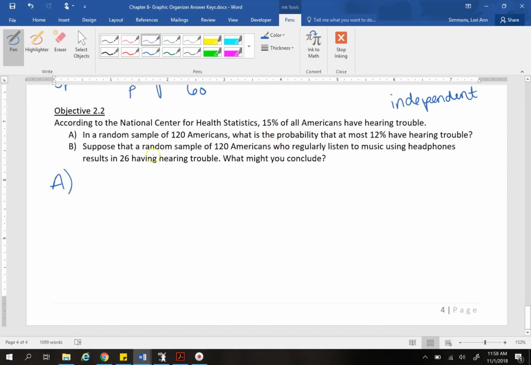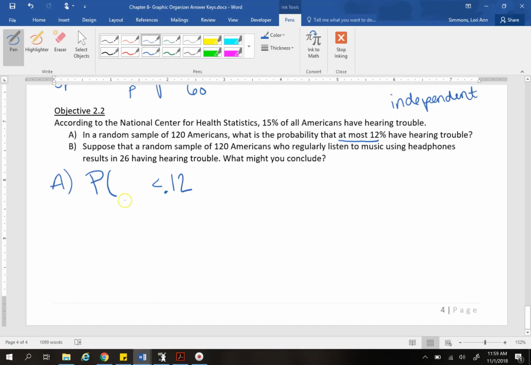So right now I'm seeing probability. So you should right away think probability, and then we're going to fill this in. So what does at most 12% mean? So 12 is the highest, so less than 12%. You can do an equal to sign here, because if you remember at the very end of chapter 7, it does not matter for continuous data if we put an equal sign here or not.